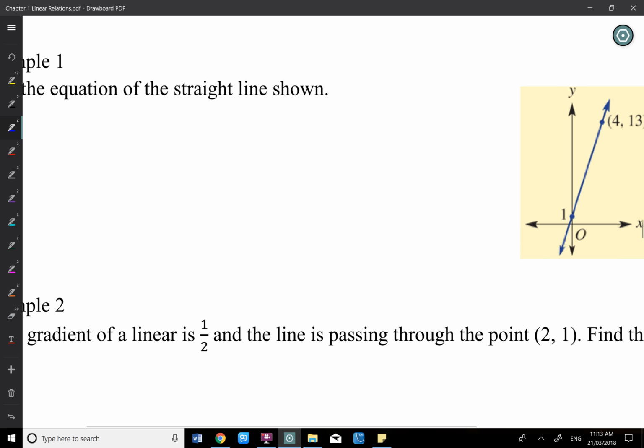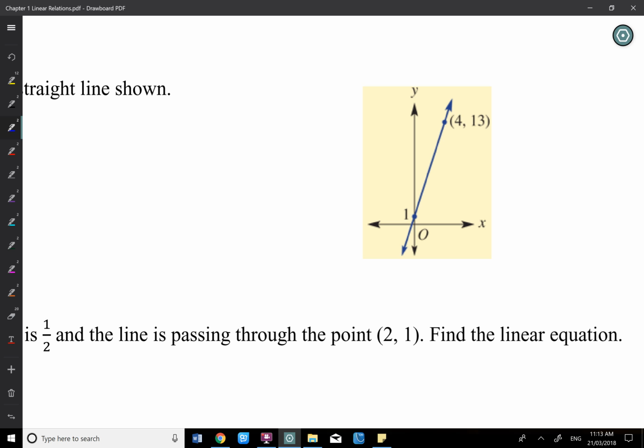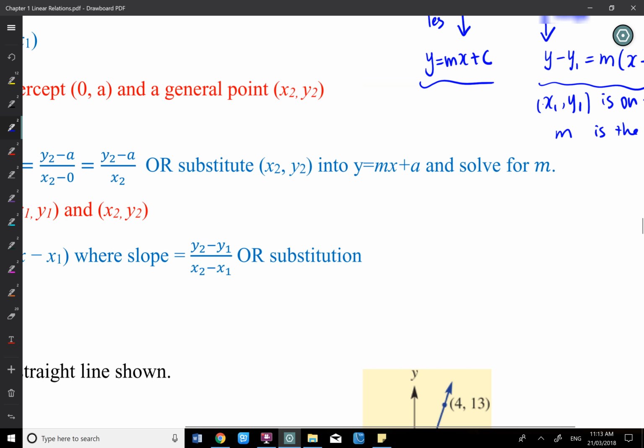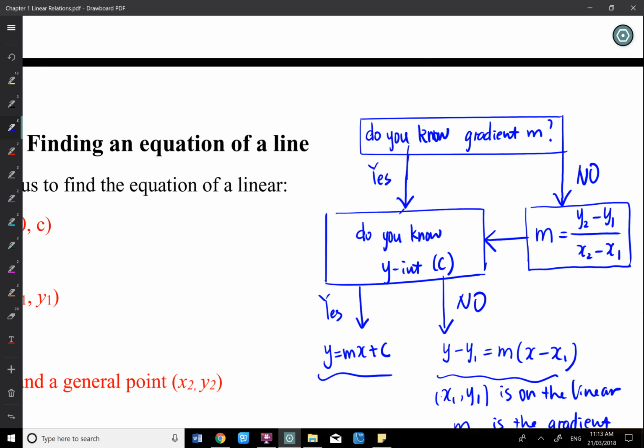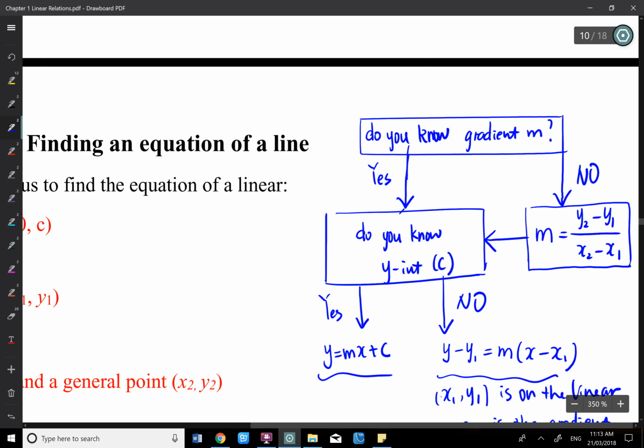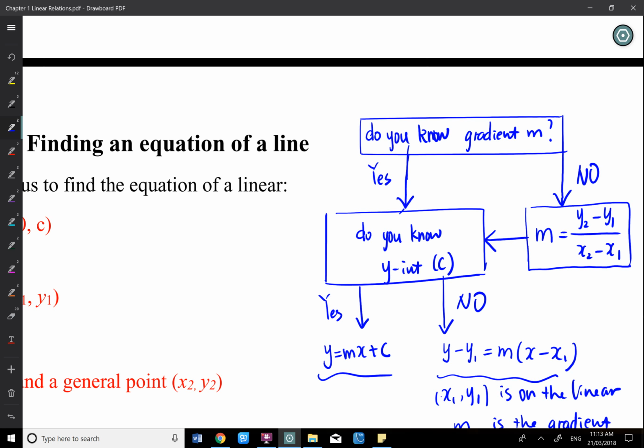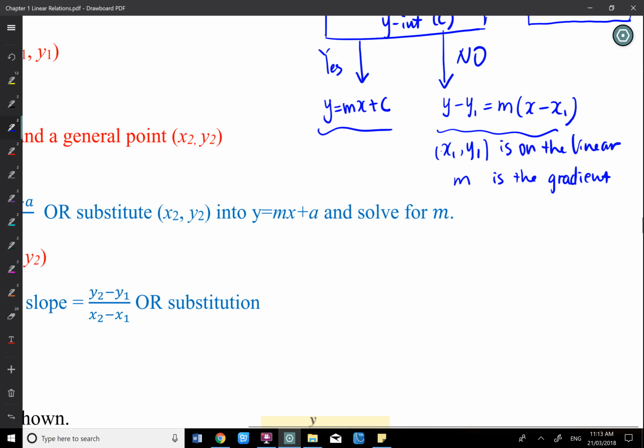Find the equation of the straight line shown here. The first question you ask yourself is, do you know the gradient? Yes or no? No, because it's not given to you explicitly. So what I should do is use y2 minus y1 over x2 minus x1 to find the gradient.